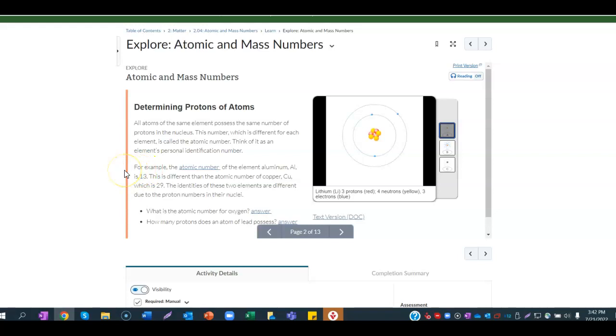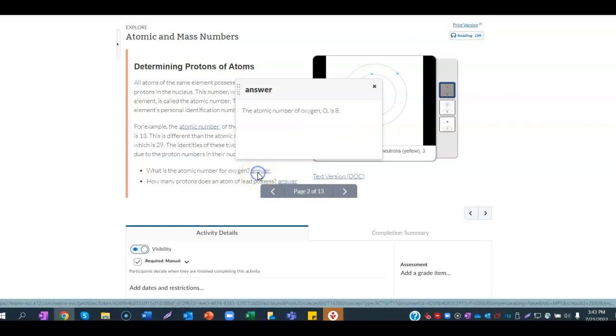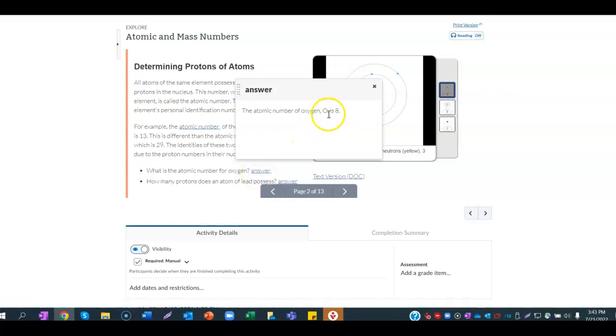So for example, the atomic number of the element aluminum, Al, is 13. This is different than the atomic number of copper, Cu, which is 29. The identities of these two elements are different due to the proton numbers in their nuclei. So what is the atomic number for oxygen? So if you find oxygen, it is 8.